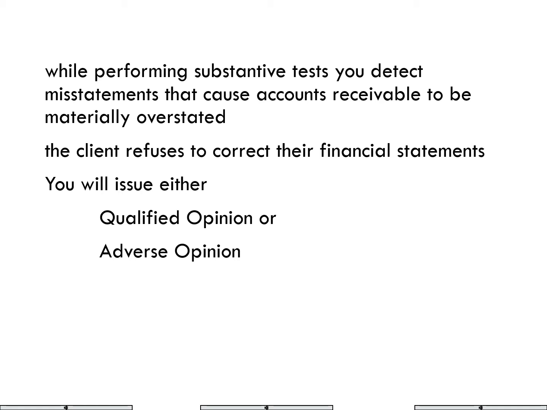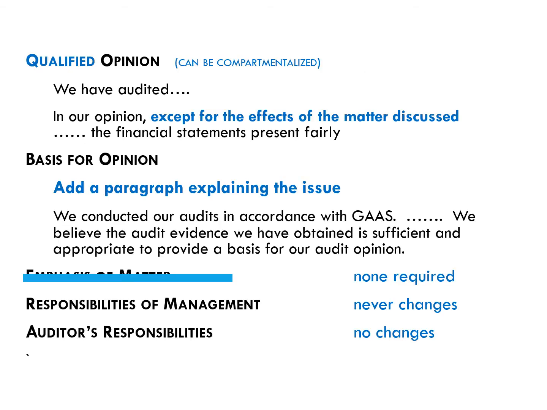While performing substantive tests, we detect misstatements. The client does not correct their financial statements, so we'll issue either a qualified or adverse opinion. For the test, you need to make sure you know what I need to change in the report if I issue a qualified opinion. If the misstatement can be compartmentalized, then I will issue a qualified opinion. I don't need to change the first paragraph. I do need to change the opinion paragraph: in our opinion, except for the effects of the matter discussed in the basis for opinion section, the financial statements present fairly.